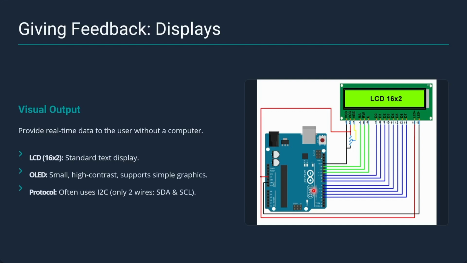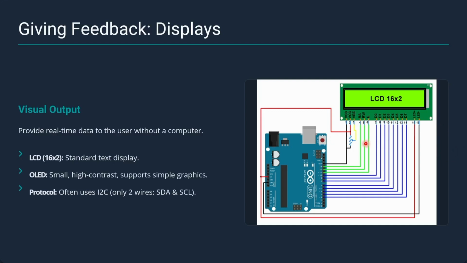For other sensors, if we want to give feedback, we can show it by using displays. That is the LCD 16x2. It is a standard text display. Here we can write one sentence, and below it we can write another. Instead of connecting all these wires, we can use I2C, which will take only 4 pins.